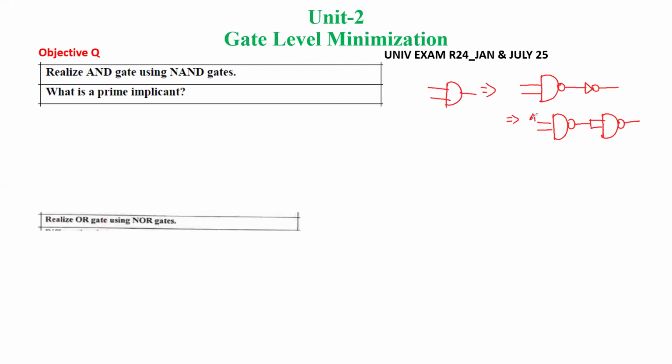So here if input is A and B, what will be the output here? That will be (AB)'. And it is inverter, so again we are going to get AB.